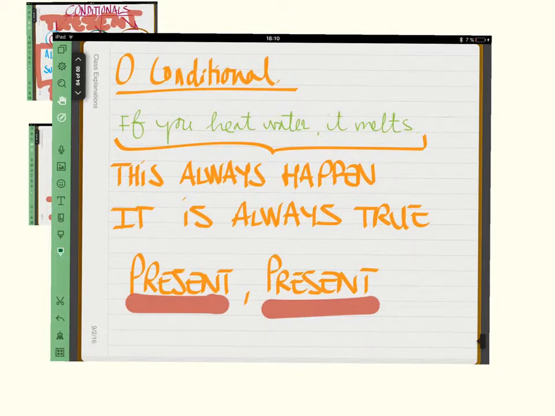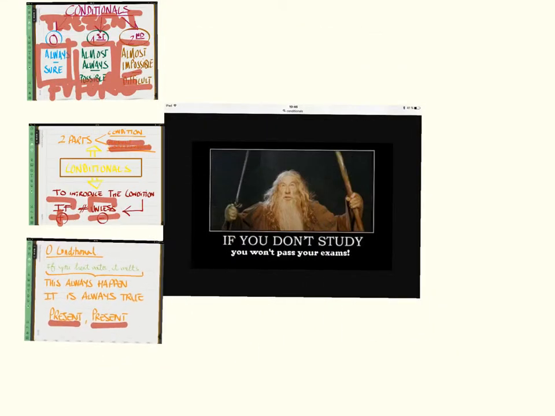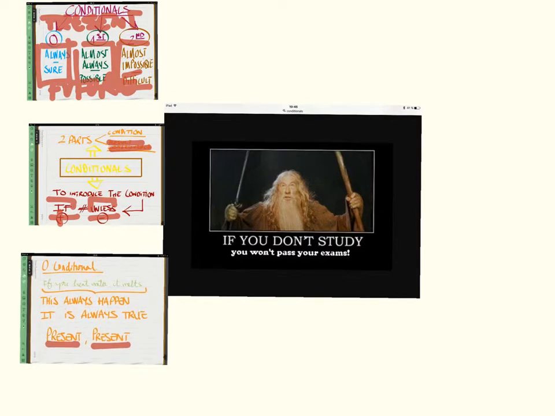So remember what we did with the ice in the class. If you heat water, it melts. Remember that I brought an ice cube and we put it in a plastic glass, and we left it there the whole class, and at the end of the class it had melted. That's what you have to remember about zero conditional. It always happens. It can go faster or slower, but it would always happen the same. The result is always the same.